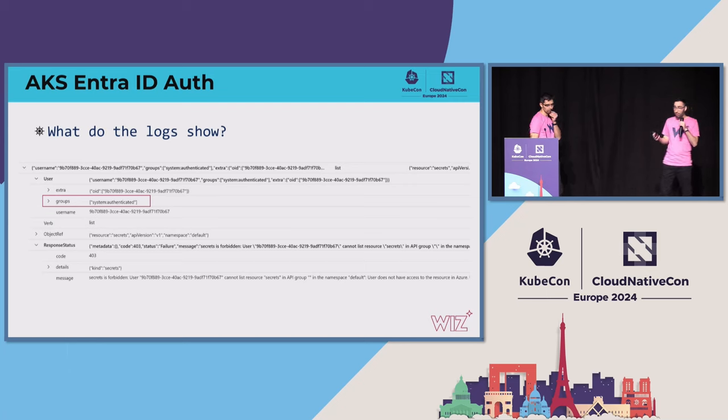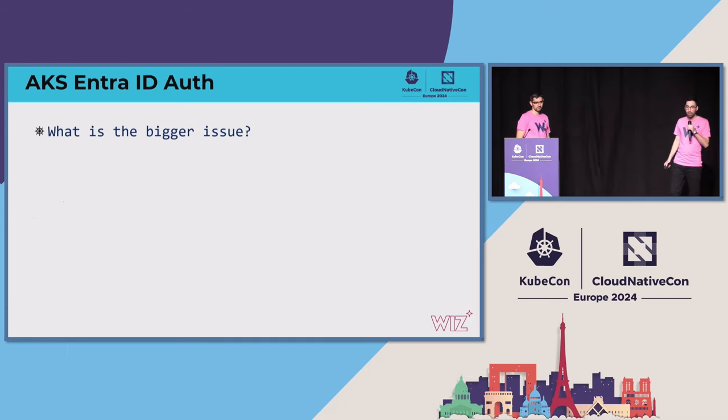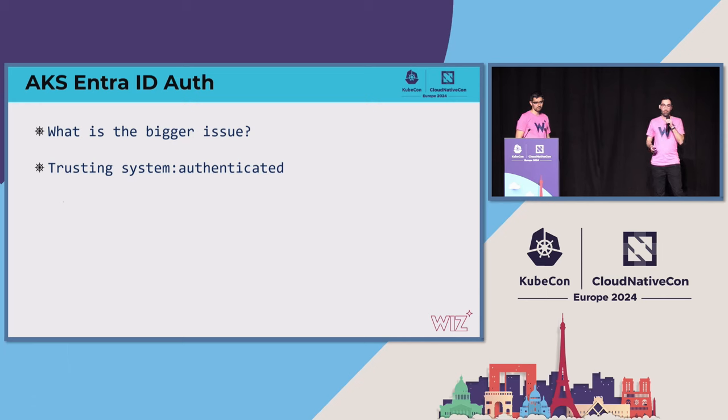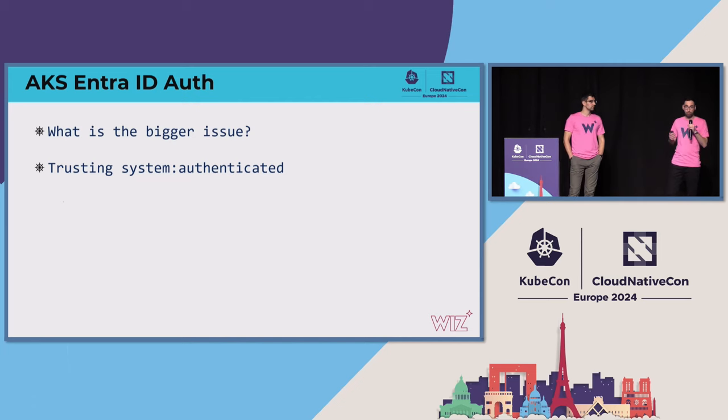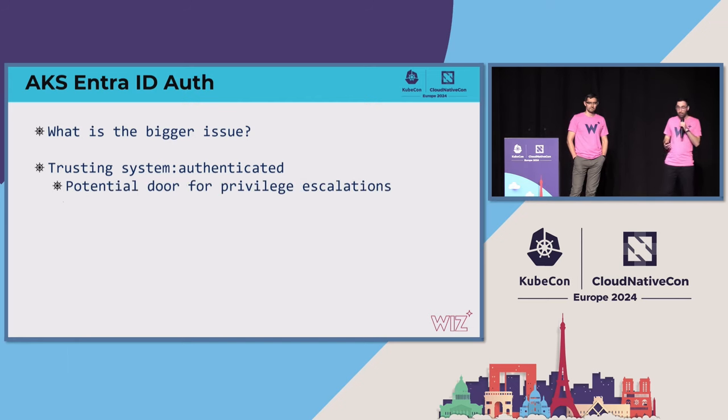We are a random user in our directory, and we're part of the system:authenticated group, which basically groups all the authenticated identities. And now, why is it even interesting for us? We've seen many cases where cluster administrators tend to trust the system:authenticated group and bind to it roles which may contain higher privileges. So this, combined with your ability to authenticate to a cluster configured with Entra ID, can be an open door for privilege escalation and lateral movement techniques.